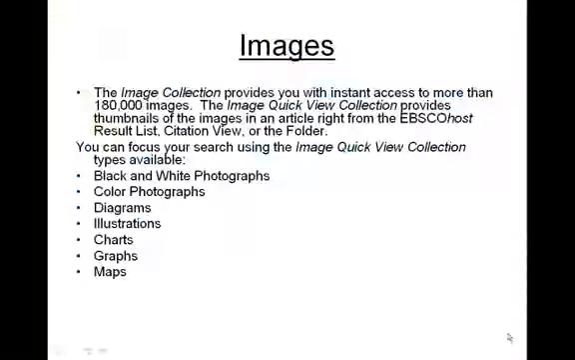The image collection provides you with instant access to more than 180,000 images. The Image Quick View collection provides thumbnails of the images in an article right from the EBSCOhost result list, citation view, or the folder. You can focus your search using the Image Quick View collection types available. So you can look for black and white photographs, color photographs, diagrams, illustrations, charts, graphs, and maps.